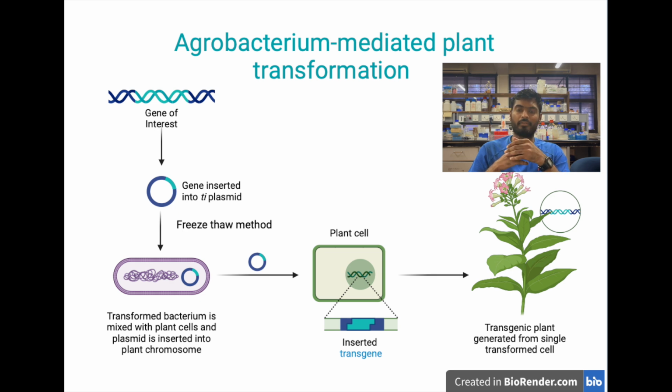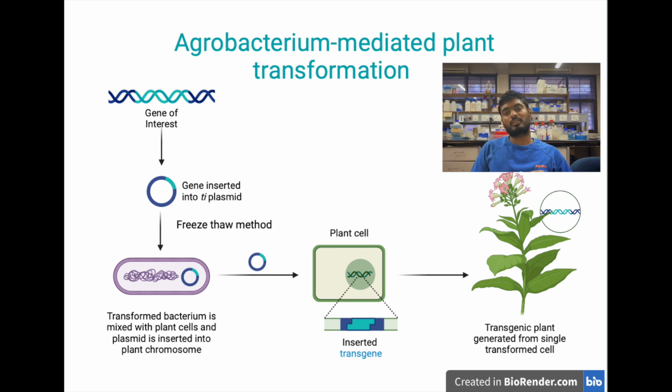It is a binary vector, especially a binary vector. And now I want to transform this plasmid vector into the Agrobacterium cells. Now this Agrobacterium will infect the plant, and whatever tDNA region is there in my plasmid will be transferred into the plant cell.